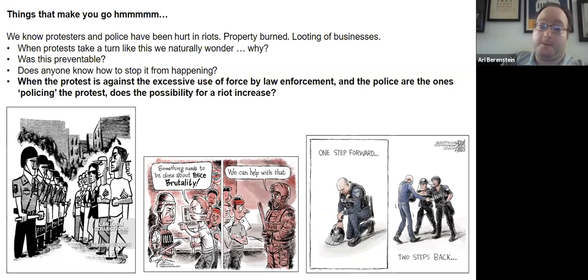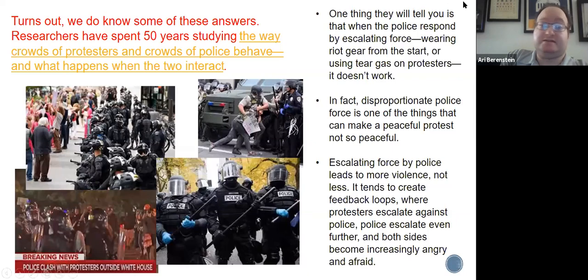Okay. Turns out we do know some of these answers. Researchers have spent 50 years studying the way crowds of protesters and crowds of police behave and what happens when the two interact. One thing they will tell you is that when the police respond by escalating force, wearing riot gear from the start, or using tear gas on protesters, it doesn't work. Again, for you guys this summer, you probably saw images and video on TV or on social media of police throwing tear gas to try to push back crowds, and some people kicking it back at the police, throwing it back.